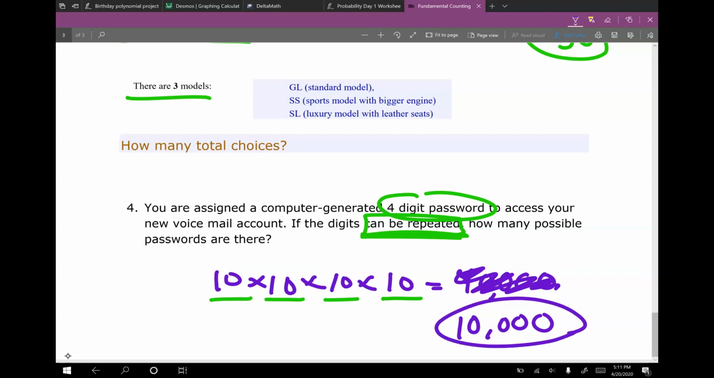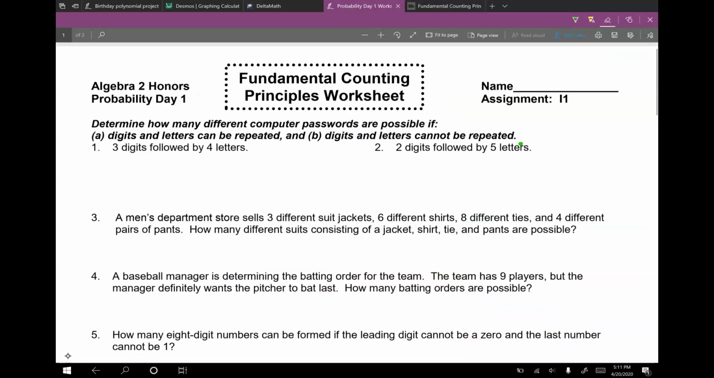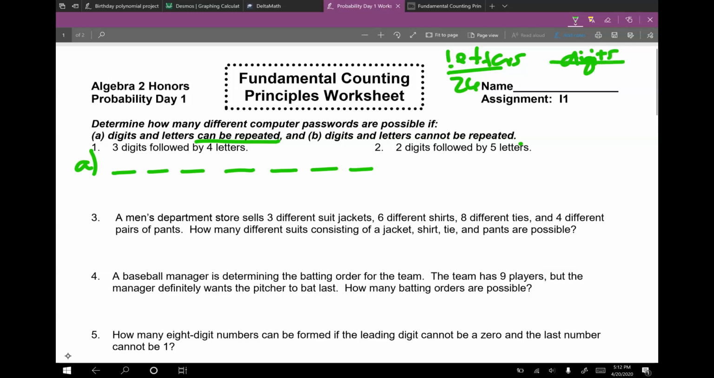All right. So now I want to go to one more problem of what's the difference between you can repeat and you cannot repeat. So here for problem 1 and 2, it wants me for A, digits that can repeat. So we're going to do digits that can repeat first. So for A, it's 3 digits followed by 4 letters. Now, you can repeat. So remember, recap, letters. We have 26 letters. And digits are numbers. This page uses digits, so we'll use digit. There are 10.